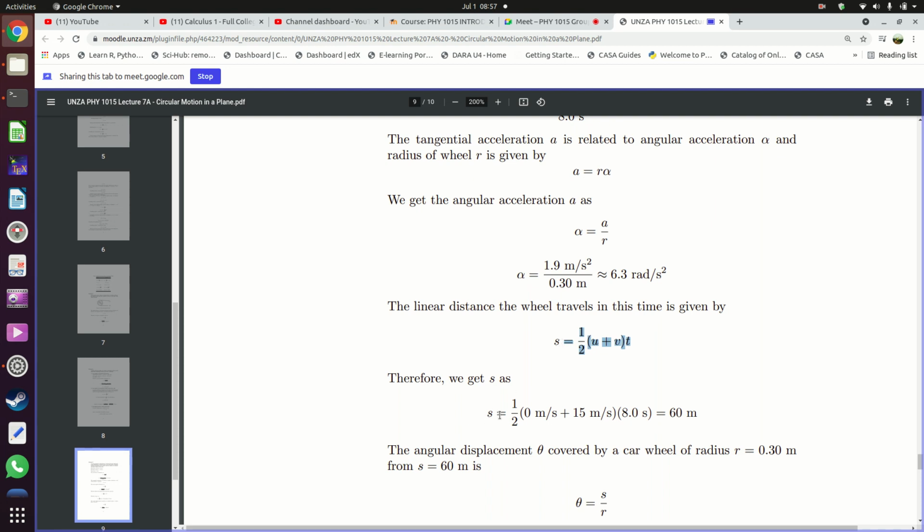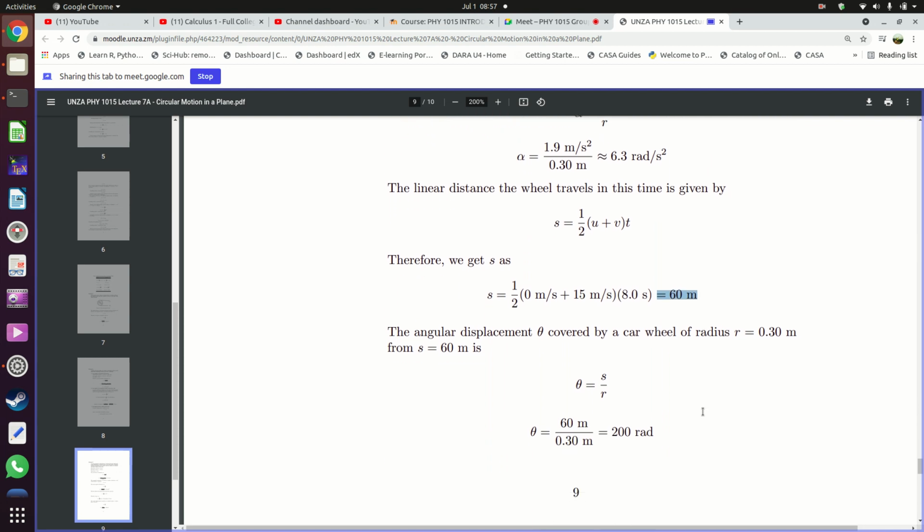So in this case, we've got s equals half. The initial velocity is 0 meters per second, the final velocity is 15 meters per second, and the amount of time is 8 seconds. So this is going to end up with half times 15 times 8, and we end up with 60 meters. So in these 8 seconds, the car covers a distance of 60 meters.